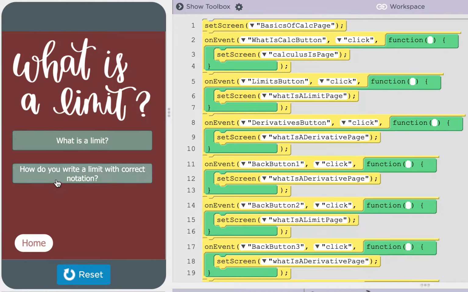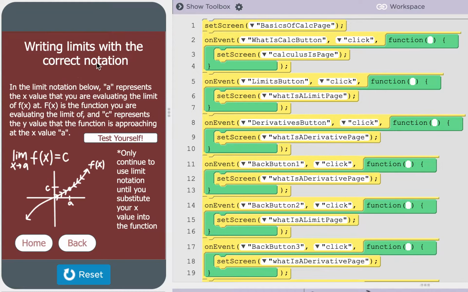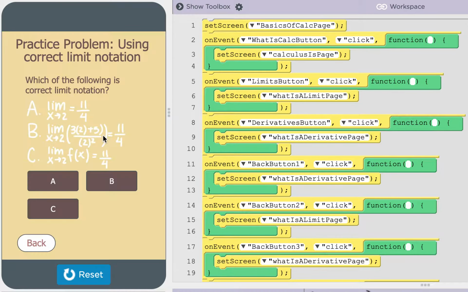how do you write a limit with correct notation? In the limit notation below, a represents the x value that you're evaluating the limit at, f(x) is the function you are evaluating the limit of, and c represents the y value that the function is approaching at the x value of a, which can all be seen on this graph. An important note is that you only continue to use limit notation until you substitute your x value into the function. So you can test yourself on correct limit notation as well.